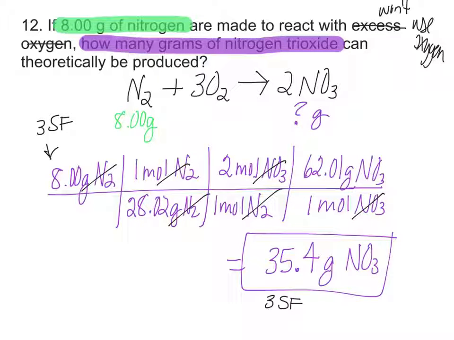Again, hopefully by now you're realizing that you needed to double that nitrogen because of that 2 right there. So you used 28.02. Okay, so let's move on to the last 2 problems.